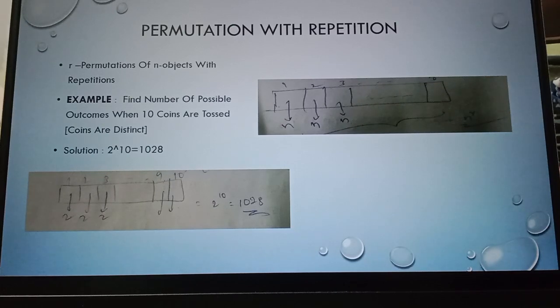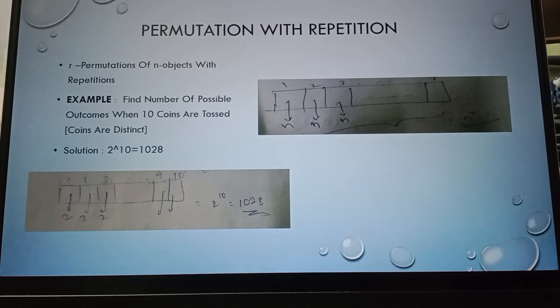So all these coins are destined. For each coin we have a head or a tail, right? Similarly, for 10 coins we have heads and tails. So the solution is 2 power 10, that equals 1024. Okay, I hope you all are clear with the topic of permutations without repetition and with repetition.